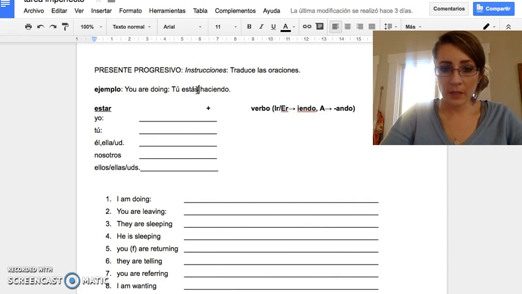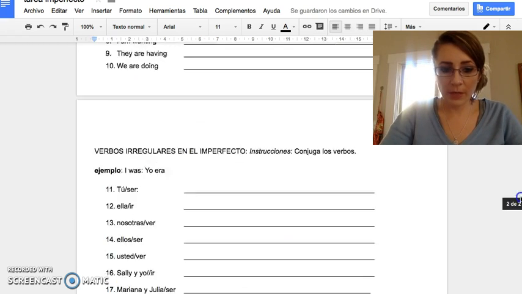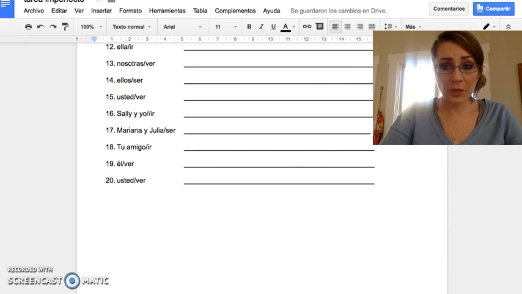This right here, estás haciendo, you are doing. If you were doing that in the past, it would be tú estabas. All you're doing is changing it to the imperfect form. Estabas. Then do this part right here. Finish it all, and you should be good to go.